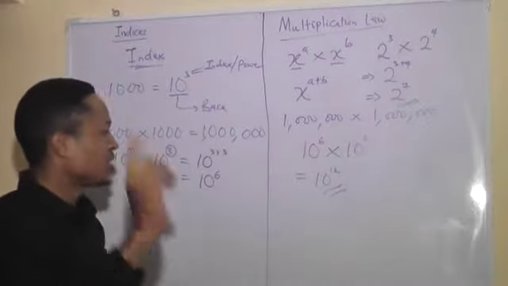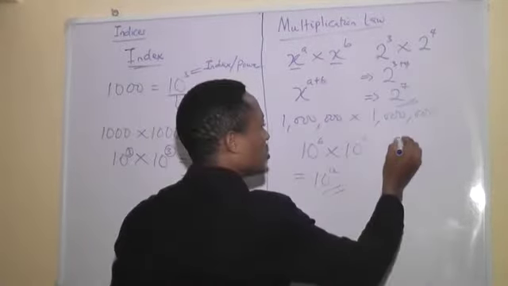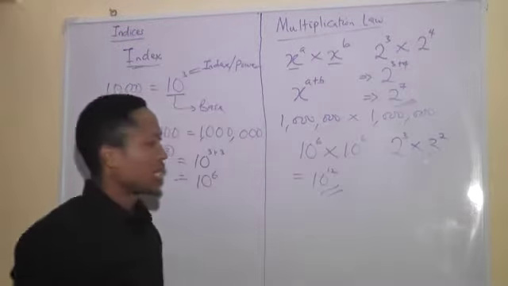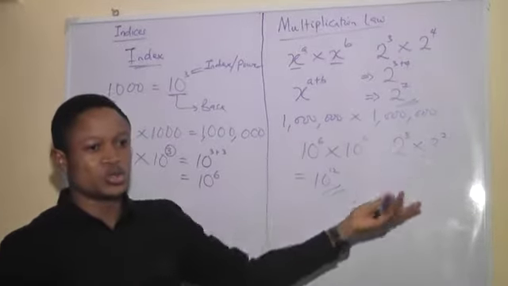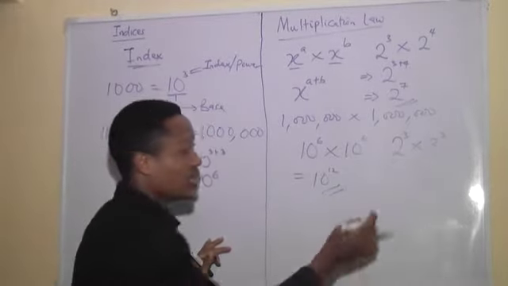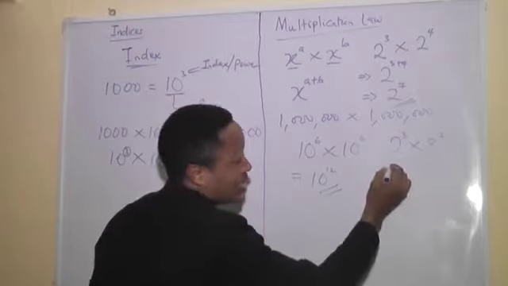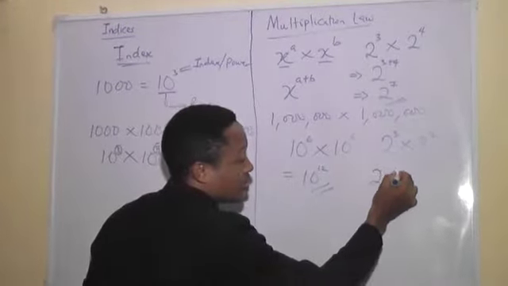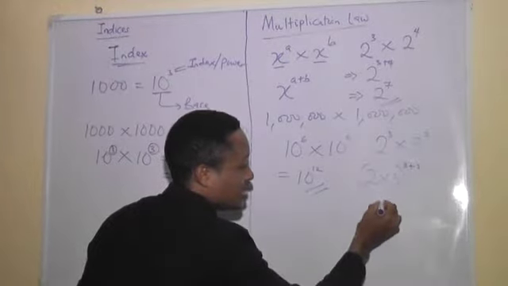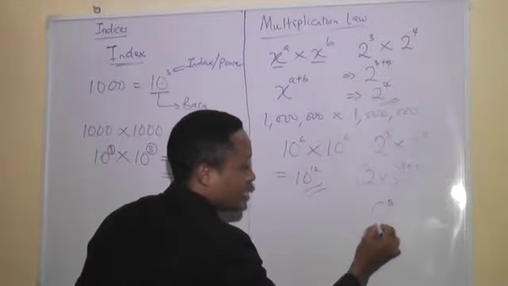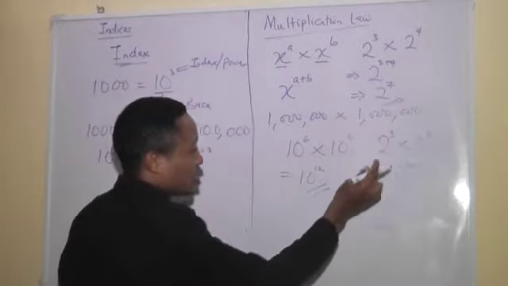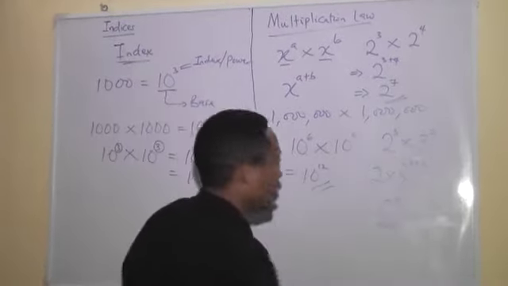Now, let's look at the situation where you have 2 to the power of 3 times, let's say, 3 to the power of 2. Can our law hold? No, it won't hold because the bases are not the same. So you can't say, because the bases are not the same, let's say 2 times 3 raised to the power of 3 plus 2, and you say maybe this is 6 to the power of 5. This answer is wrong because if we look at this 2 to the power of 3, let me show you something here.